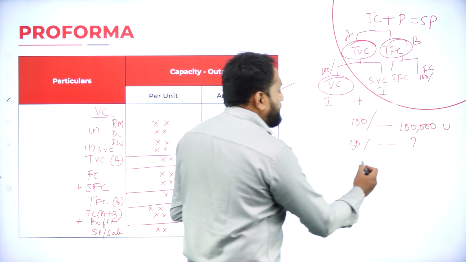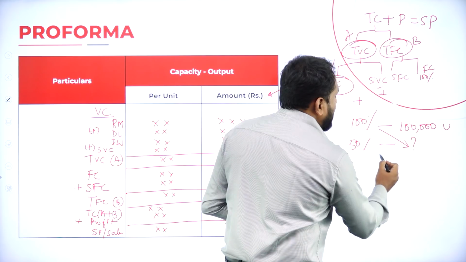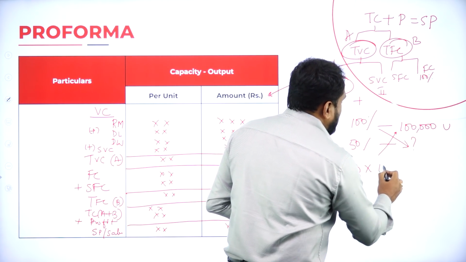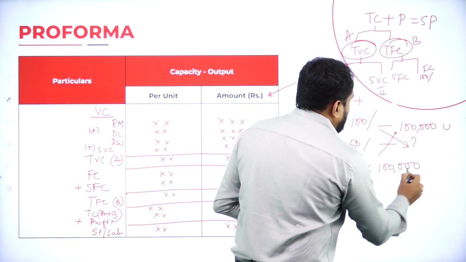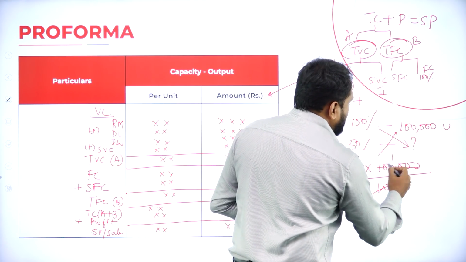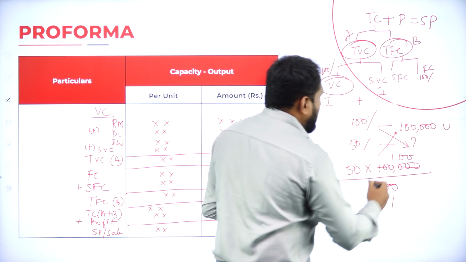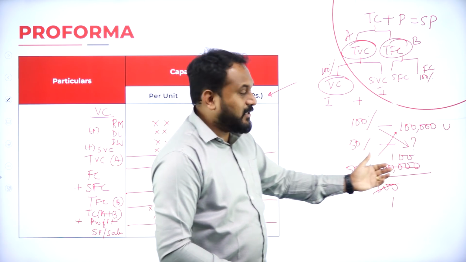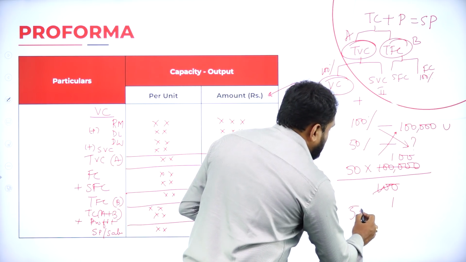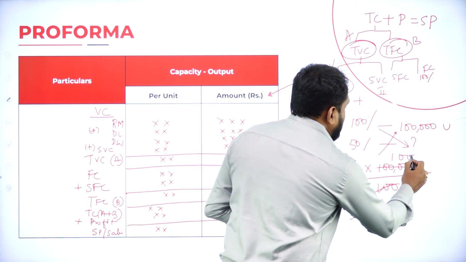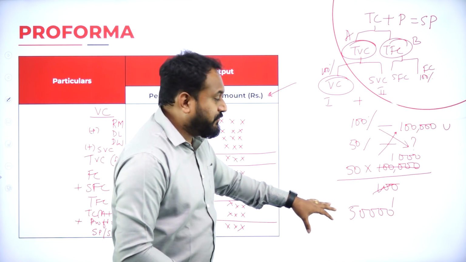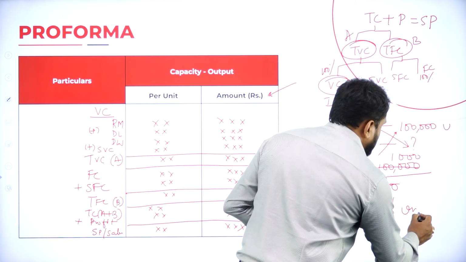Now it's a cross multiply. See, the question mark will always come to the denominator. This will go to the numerator. So 50 into 1 lakh divided by 100. 100 ones are 100 here. So 50 into 100 is how much you actually got here. That is 50,000. So you got the combination here. What exactly is it? 50,000 units.